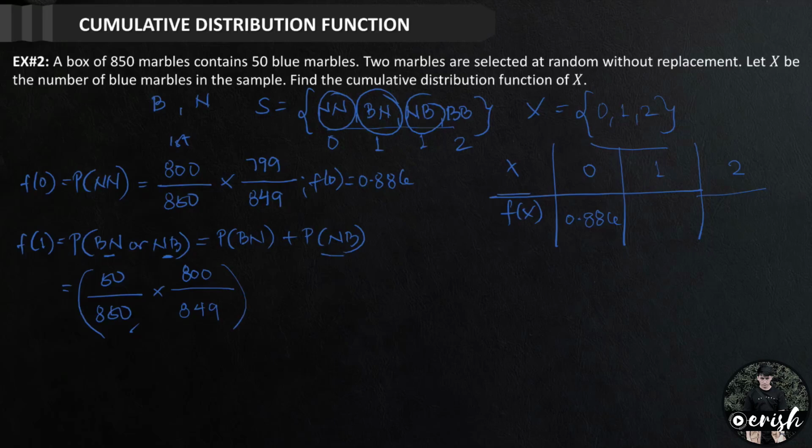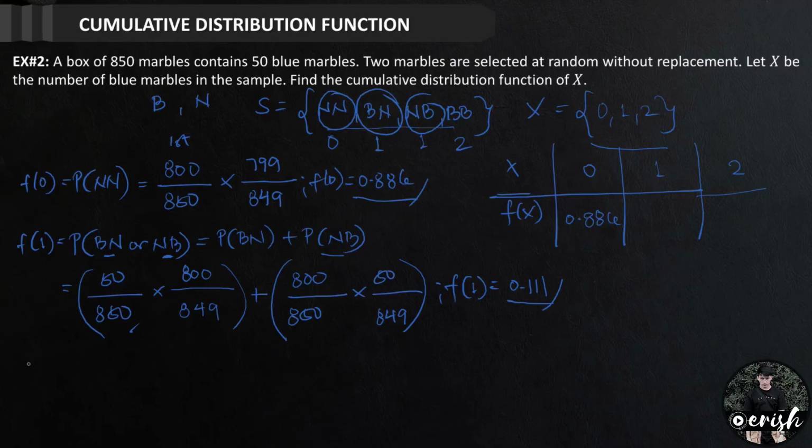Next is the probability of NB. So this is addition. For the probability of NB, our first selection is not a blue marble. This is 850, and this is 800 times. It has decreased by one because this is without replacement, this is 849 na lang. And here it is still 50. The probability of 1, or f of 1, is now equal to 0.111. Next, for f of 2, we put 0.111 here.